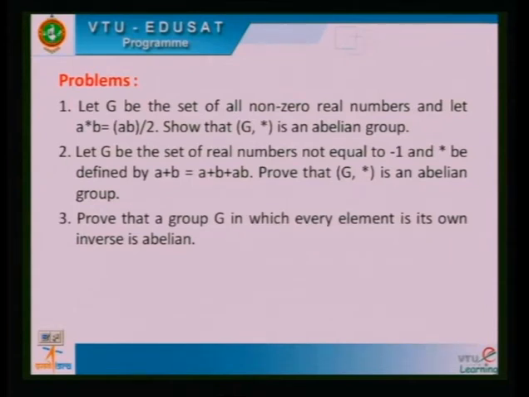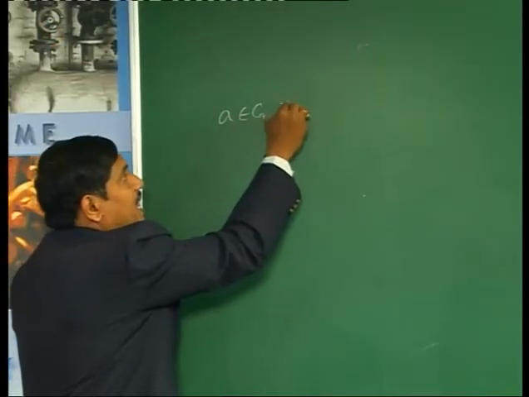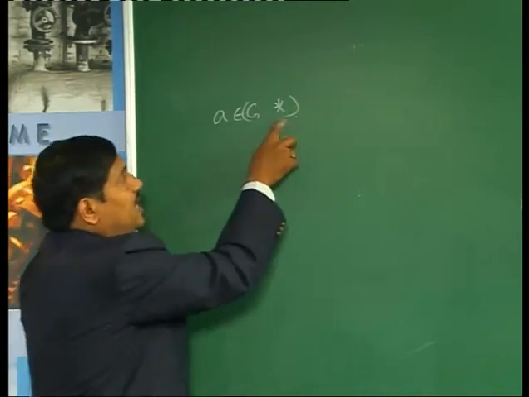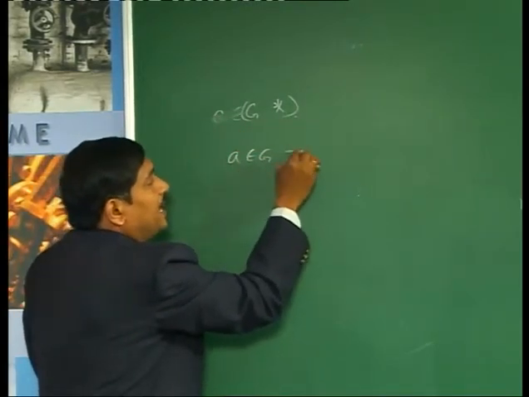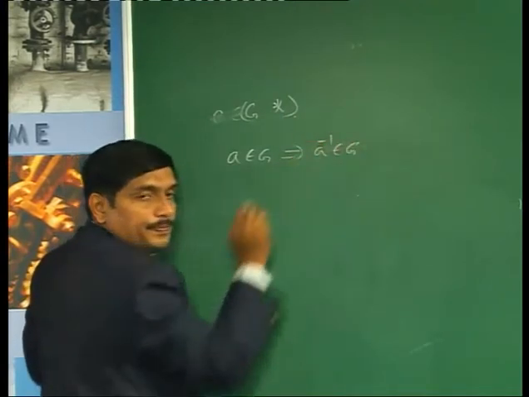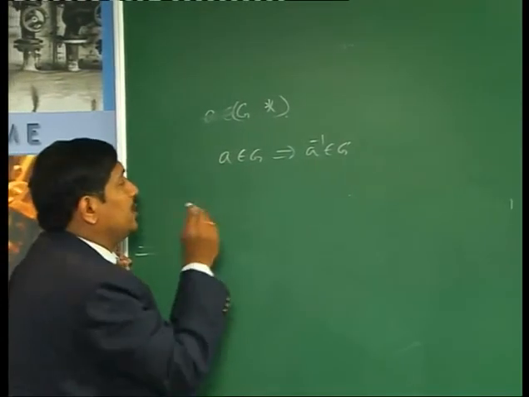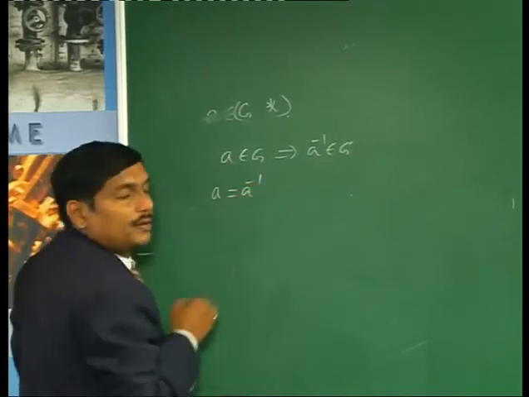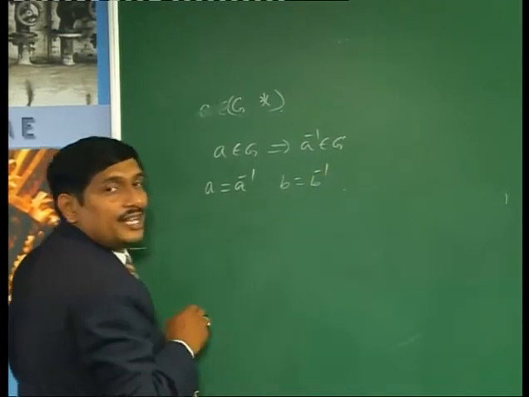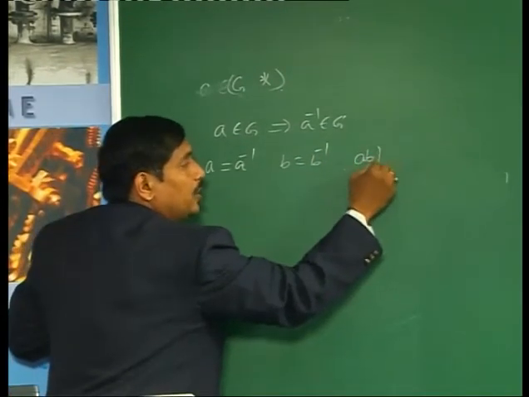The next problem is: prove that a group G in which every element is its own inverse is abelian. What is the meaning of that? It is already a group. G star is a group with every element being its own inverse. If A belongs to G, then A inverse also belongs to G. Given that every element is its own inverse, A equals A inverse and B equals B inverse, it is self inverse. Then the inverse of AB equals AB.